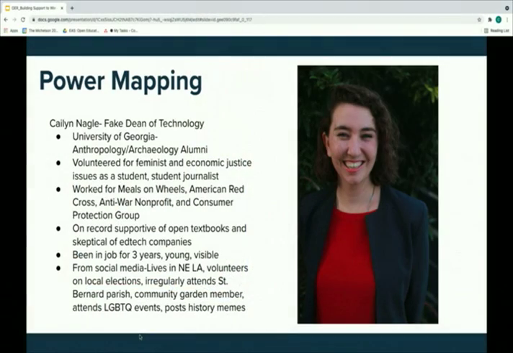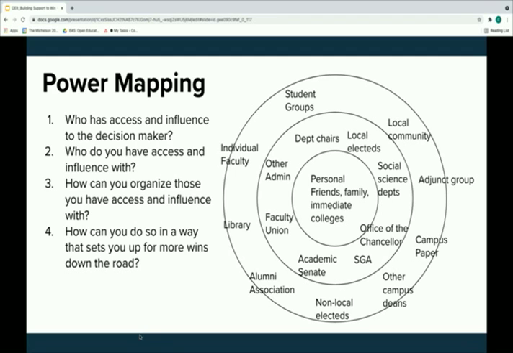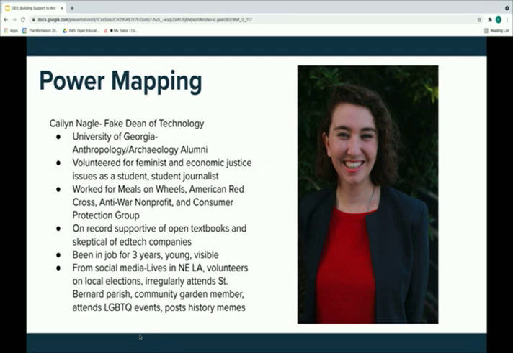Okay, so we're going to talk about power mapping. That's me. I'm not a dean of technology, but we're going to pretend I am for this. On that form that I handed out and on this slide here, which I'm going to be flipping back and forth from, we are going to power map me.